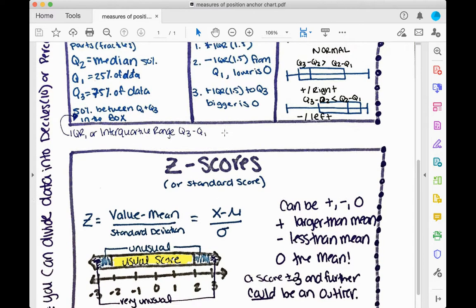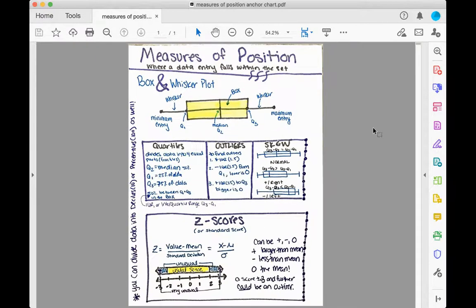So a lot of really cool information here when we talk about measures of position. And again, we'll break that into 2 different days, one where we focus on quartiles, skew, box and whisker plots, and another where we talk about z-scores.